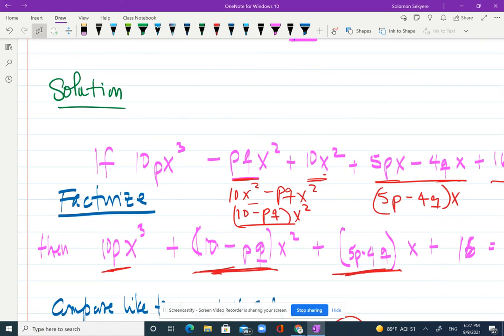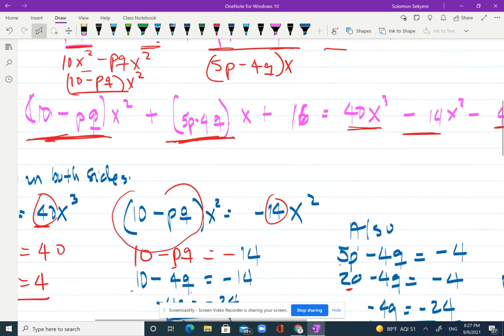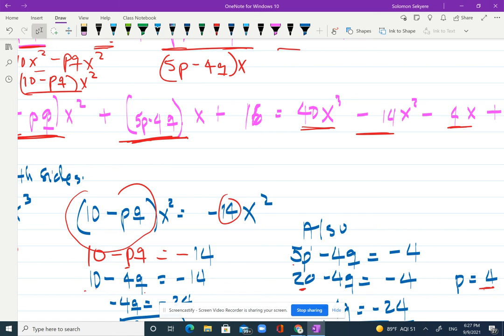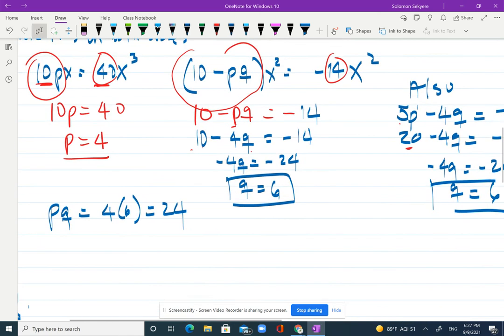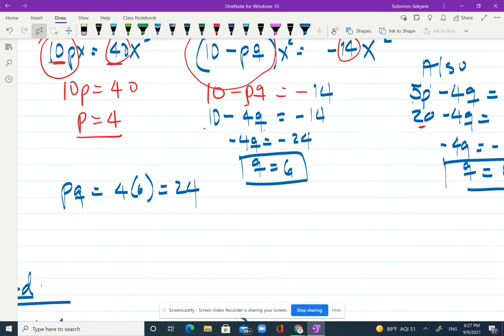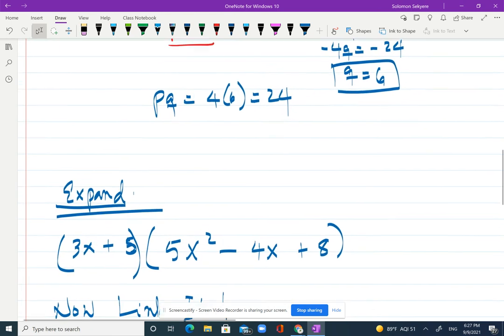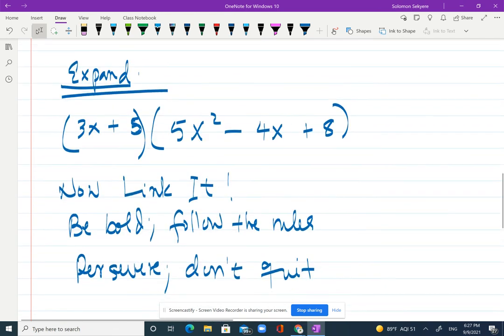So we look at the expression, we factorize, made the left side just look like the right side. We compare like terms, we write the equation, solve for p, solve for q, and then we know the product. Okay, here.